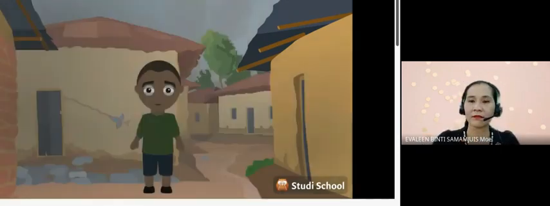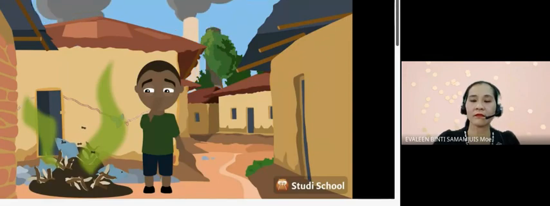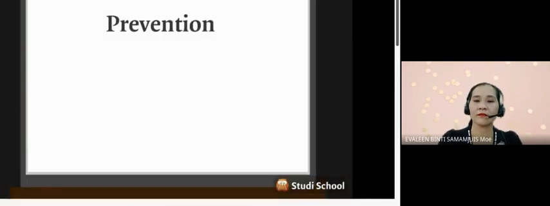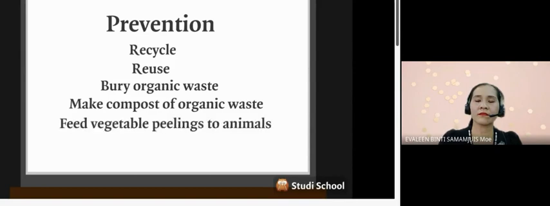Which can be harmful to people's health. Organic waste left in the open can attract insects and cause horrible odors. And releasing gases into the air can contribute to global warming because of the greenhouse effect. So how can we prevent these negative effects? Firstly, we can recycle. We can reuse things. We can bury organic waste or make compost out of it. We can feed vegetable peelings to animals.